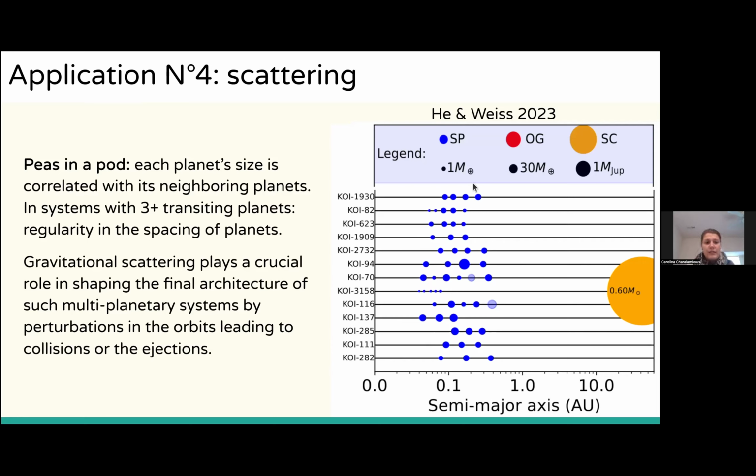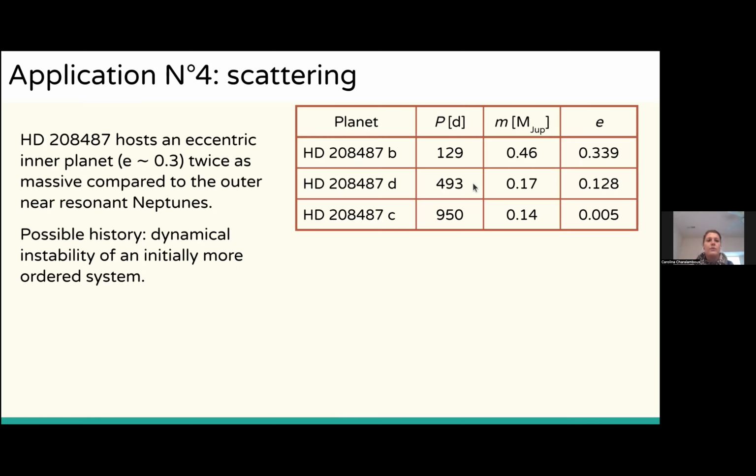So this is what we did for one of the systems, because gravitational scattering can modify the final architecture of a system. So we studied this system right here, HD whatever. The main features are in this table here, because we see that we have an innermost planet, which is almost twice the size of the outer two, and is further away from the second and third planet, and is way more eccentric. So we ask ourselves what happened.